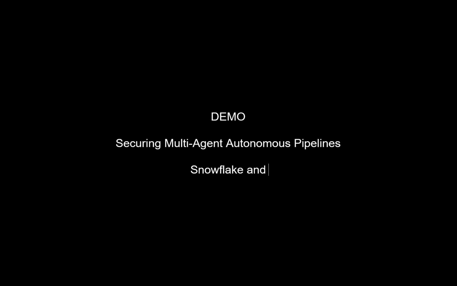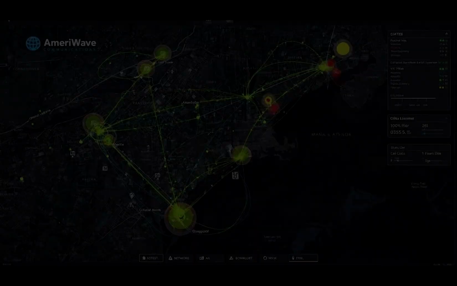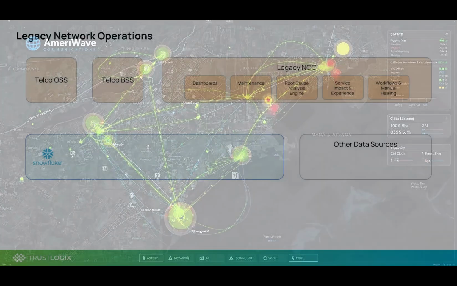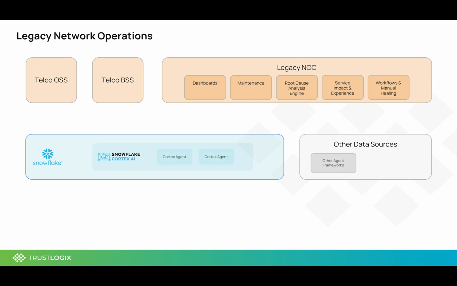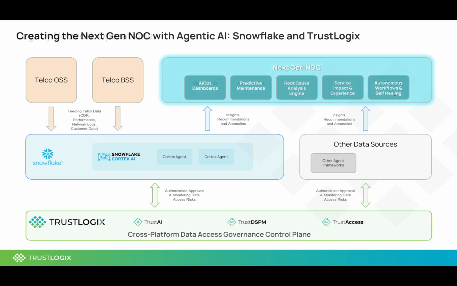This demo showcases Snowflake and TrustLogix securing a multi-agent autonomous pipeline. The example is a next-gen network operations center where autonomous agents diagnose issues across the radio access network and then trigger a proactive dispatch workflow for maintenance. The demo will show that every step is tightly governed, enabling powerful automation without compromising security.